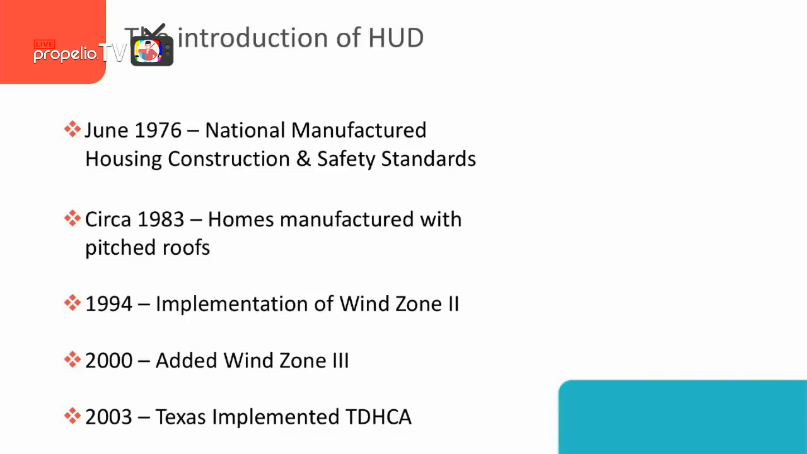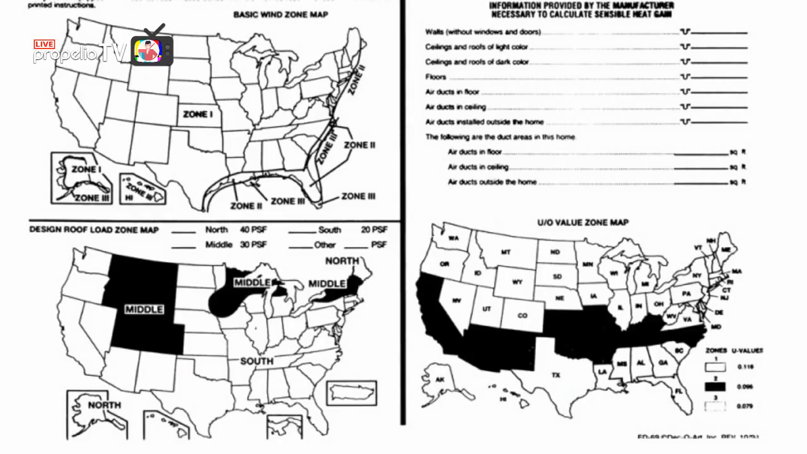Some dates that you're going to want to consider. So right here, remember how we were talking about wind zones and roof zones? We're going to have right here what is called the data plate. You're going to find the data plate located in the house, and we'll discuss that more in just a few more slides. But up here on the top left-hand corner, we're going to see the wind zone map.